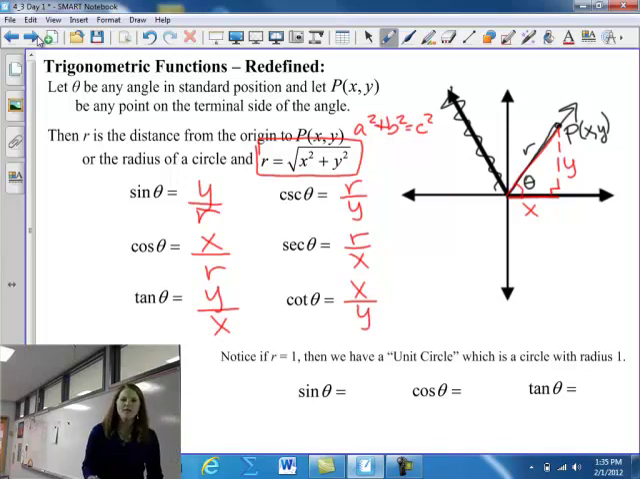Another way to remember our sine, our cosine, and our tangent especially, instead of calling them SOHCAHTOA, we could call them y over r, x over r, and y over x. Or, if we talk about a unit circle and we let the radius be 1, then what happens to our sine of theta? Well, that'd be y over 1, which is just y.